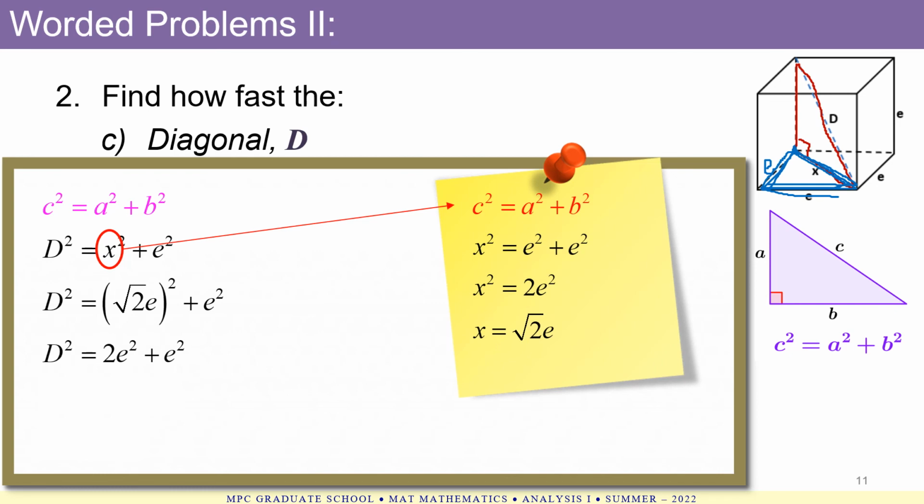And that is d squared equals 2e squared plus e squared. Adding them together, d squared equals 3e squared. Getting the square root of both sides will give us d equals square root of 3 times e. And then look for the derivative. The derivative will be square root of 3. That's how fast the diagonal changes.